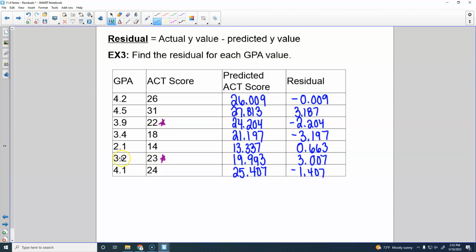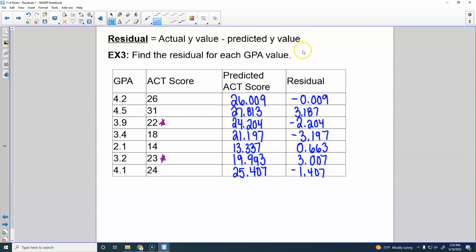This student only had a 3.2 GPA, yet got a 23. They're 3 points above what you would expect them to do. So not only was their grade just a little bit higher, but they also performed much better than expected. Now, GPA doesn't tell you everything about how well you're going to test on the ACT, so it's not perfect.